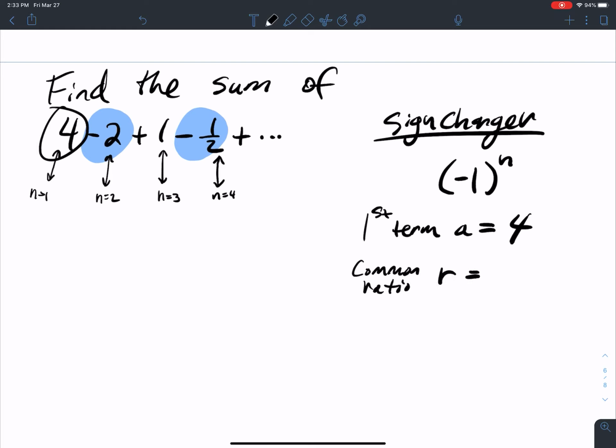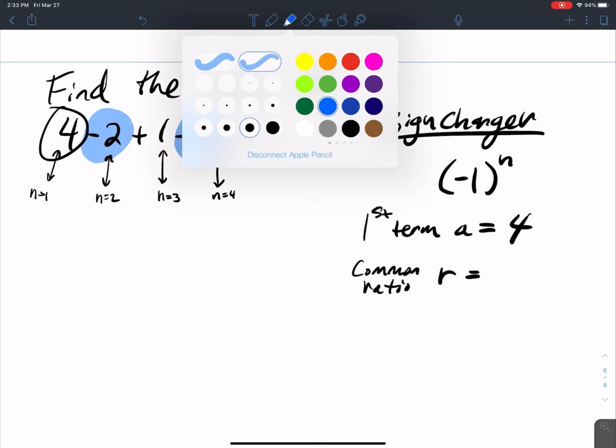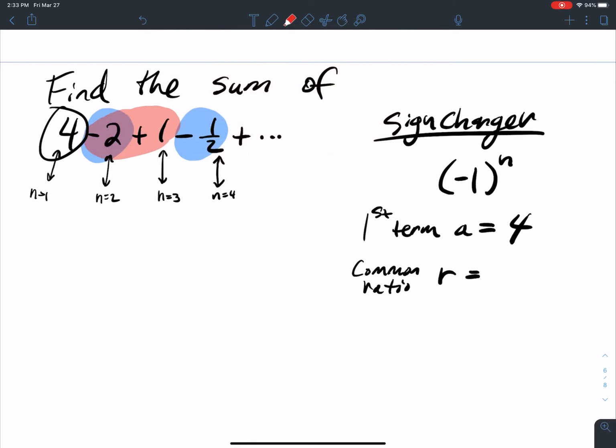What about the common ratio? How do I get the common ratio? I take a term divided by the previous term. So just pick something, doesn't matter. I'm just going to pick these two here. So I'm going to take 1 divided by the -1/2. Okay, so my common ratio is the -1/2 going on here. This is going to account for that sign changer there.